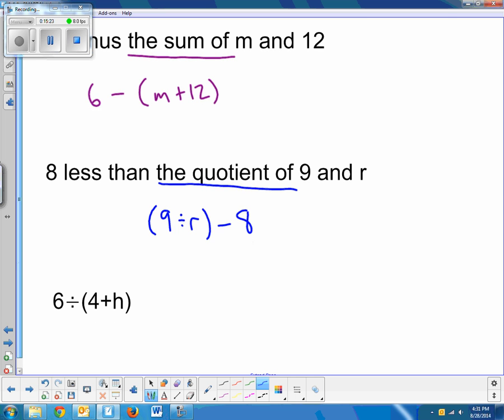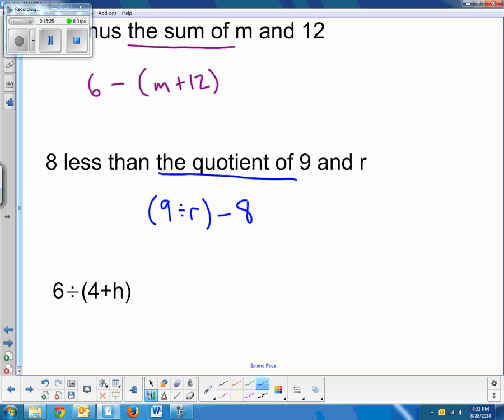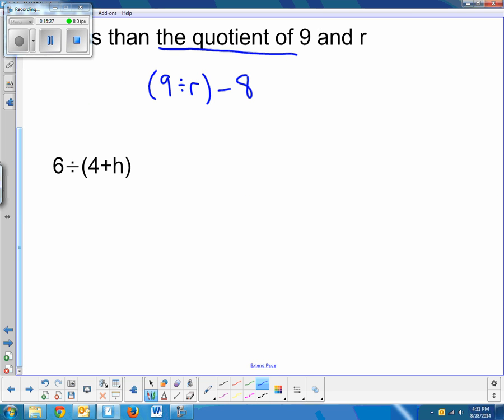Last one we have an algebraic expression, and we need to get that to look like a sentence in a word phrase. So I've got those parentheses. Now if I forgot about those parentheses, and I followed my order of operations, I'd have to do 6 divided by 4 first. Division would come before addition. However, with those parentheses, I need to do that addition first. So if I just wrote 6 divided by 4 plus h, that would be wrong. I don't want to do 6 divided by 4 first. I need to do the 4 plus h first.